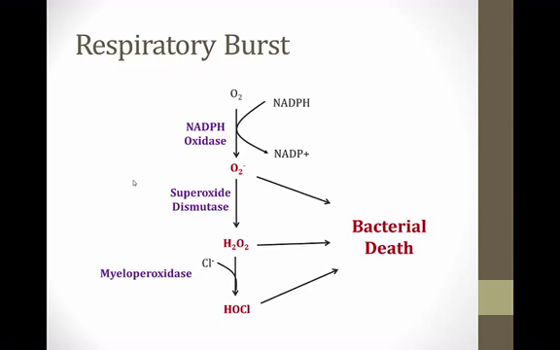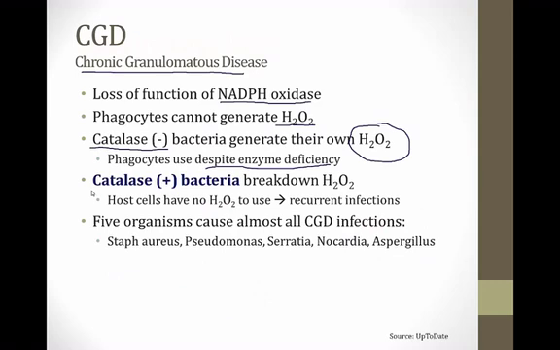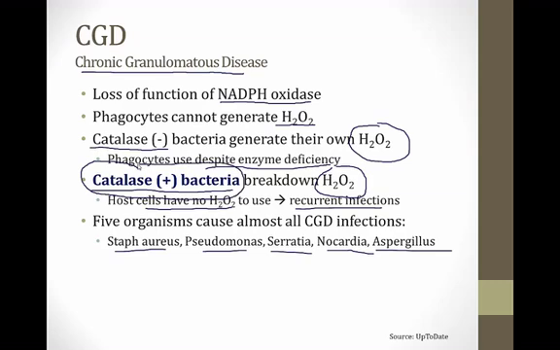So if we go back a slide, in patients who lack NADPH oxidase with catalase-negative bacteria, they can steal hydrogen peroxide from the bacteria, and then they can use that to kill the bacteria. In addition, they can convert it to hypochlorous acid and also use that to kill the bacteria. Catalase-positive bacteria, however, break down hydrogen peroxide and do not generate any for the phagocyte to steal. Thus, the host cells have no hydrogen peroxide, and this leads to recurrent infections. There are 5 organisms that cause almost all of the chronic granulomatous disease infections. These are Staph aureus, Pseudomonas, Serratia, Nocardia, and Aspergillus, and all of these are catalase-positive organisms, and therefore they don't generate any hydrogen peroxide for the cell to steal.